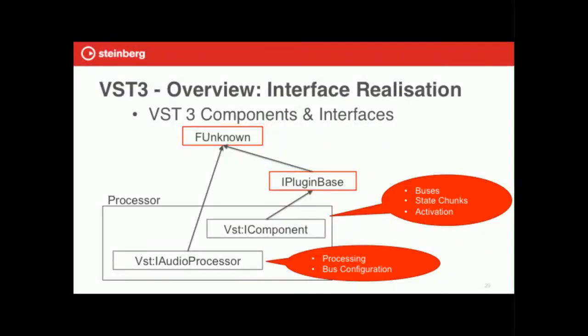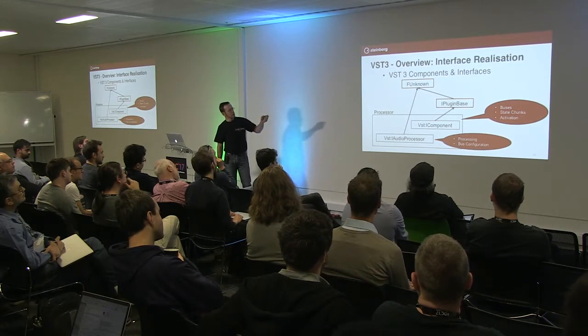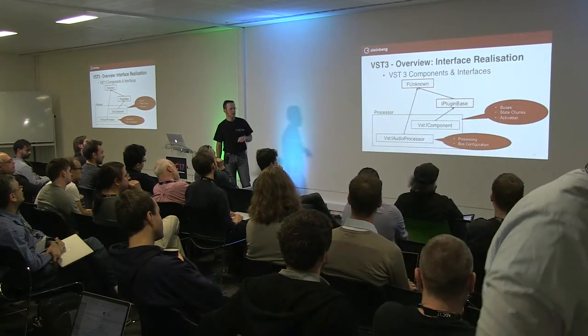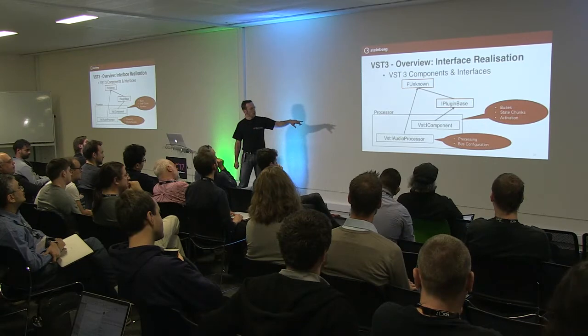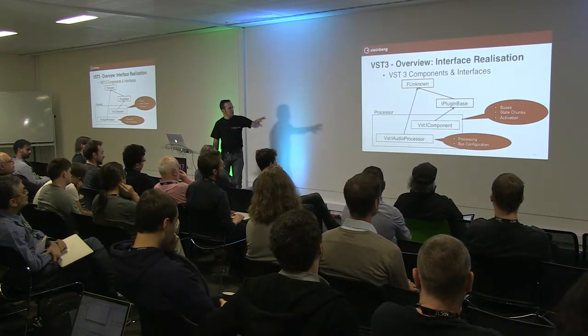For example, a processor is based on two main components. The VST IComponent is for declaring the buses, how many inputs and outputs the plugin supports, and the state, which means the preset or project chunk. If you press the on/off button on the plugin, this component will be activated. And the audio processor is there for the processing itself. It provides a process function. Put together, you have the processor part.